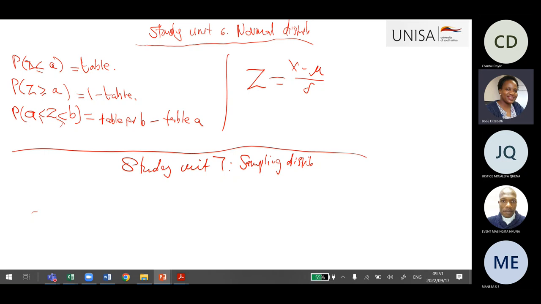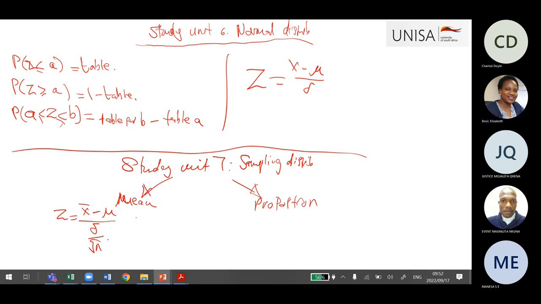So with sampling distribution, there are a couple of things that you need to remember and do. Here we have two scenarios that can happen. You will do it for the mean or for the proportion, right? But for all of them, you will be calculating the Z. If I'm calculating the Z value for the mean, it will be your sample mean minus your population mean, divided by the standard error. Remember, the standard error is the standard deviation of the sampling distribution, which is the population standard deviation divided by the square root of n.